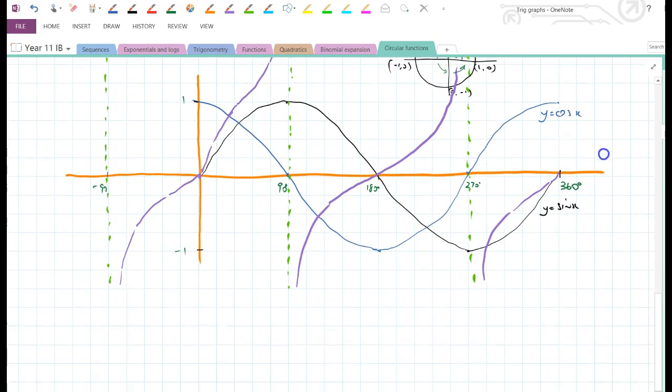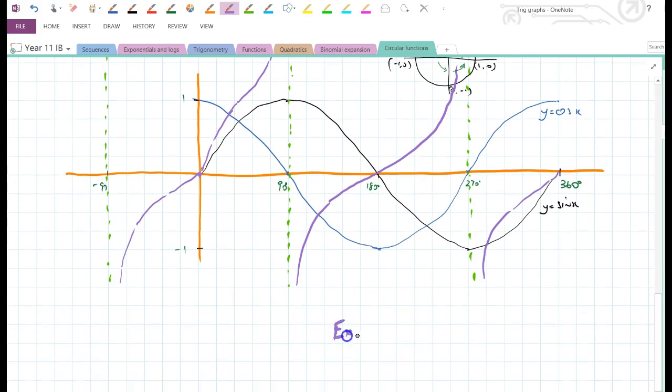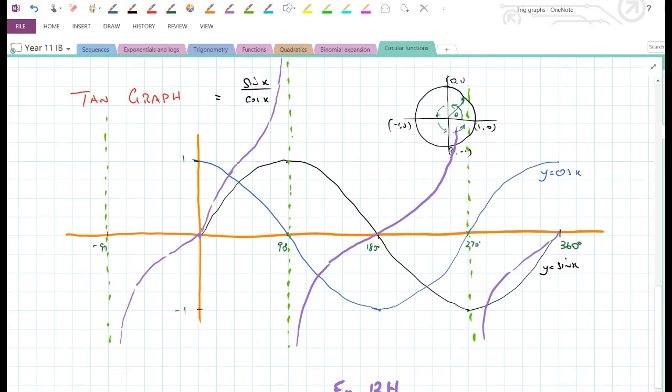Exercise 13H has some questions to do with tan and how to use your graphics calculators to solve some trig equations. So have fun with that. I'll see you in class tomorrow.